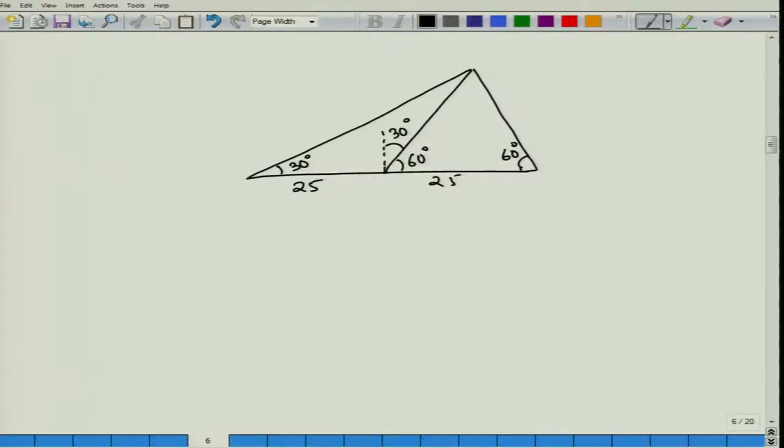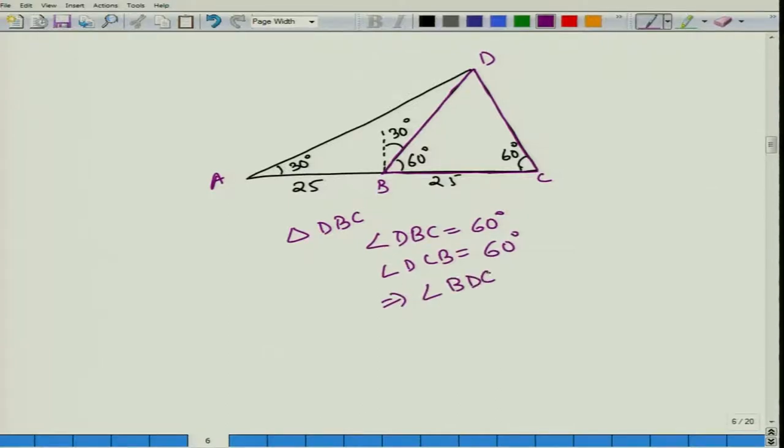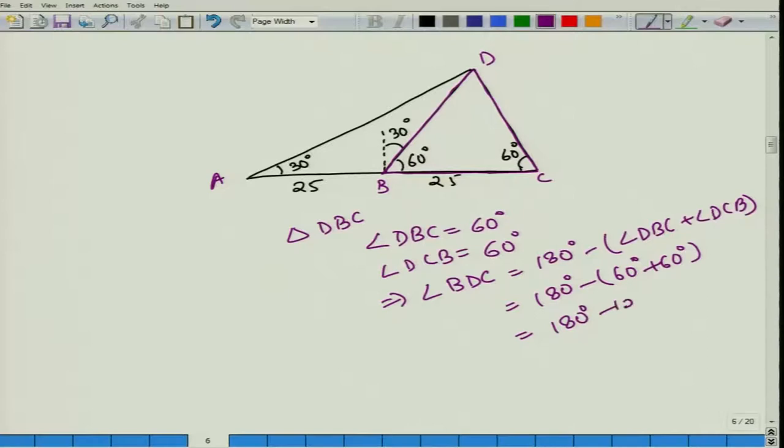Now, how much is the actual height of the tree? There are two ways of solving this problem. One, the easier method. You can always see that in this triangle, let us call these A, B, C, D. Now consider triangle DBC. Angle DBC is 60 degrees, angle DCB is also equal to 60 degrees. So what is angle BDC? Angle BDC will be 180 degrees minus the sum of the other two angles, DBC plus DCB, which is 180 degrees minus (60 degrees plus 60 degrees), equal to 180 degrees minus 120 degrees, equal to 60 degrees. So we have figured out that this angle is also 60 degrees.